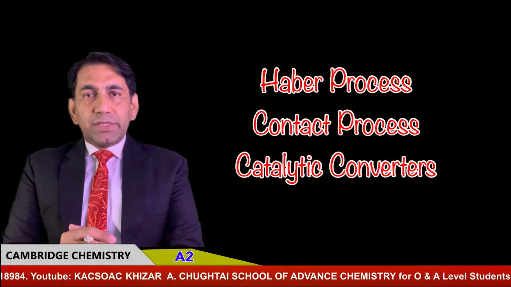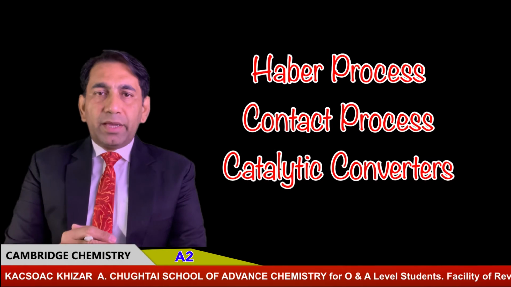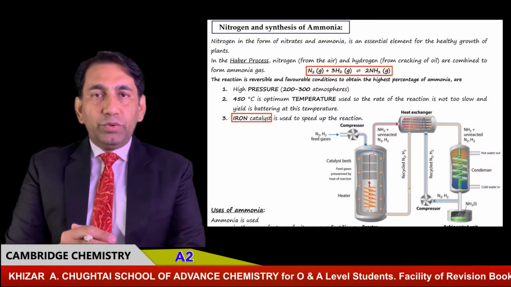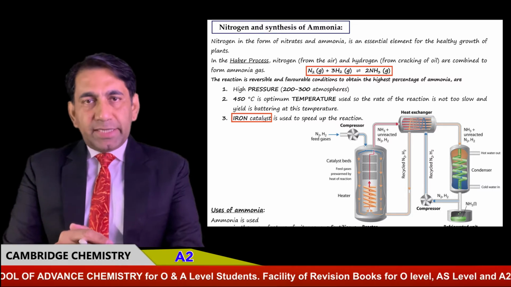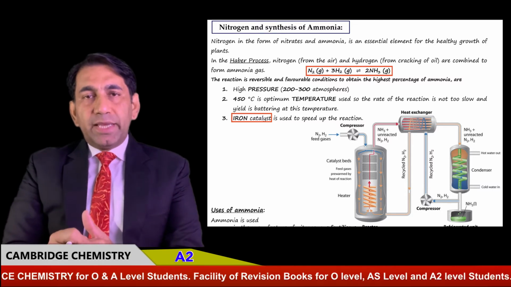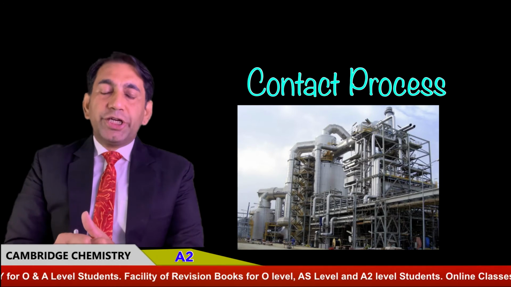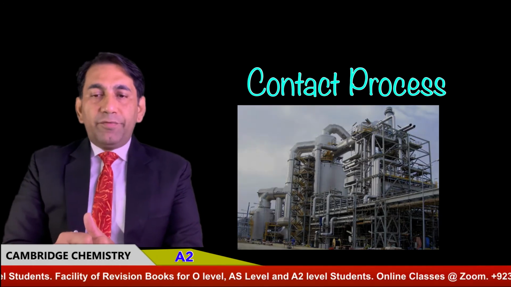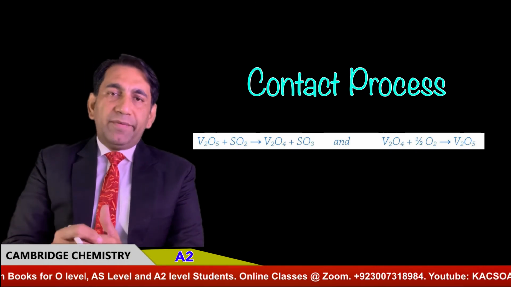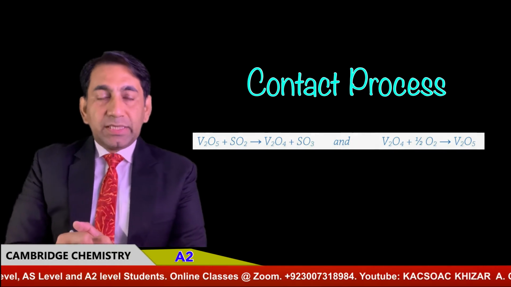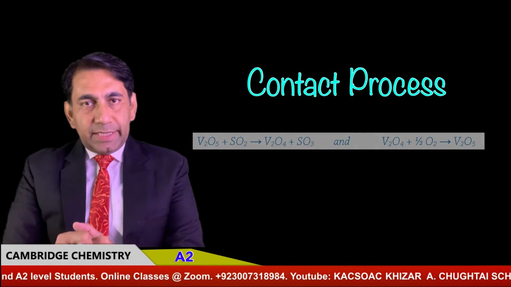In the Haber process, we react nitrogen with hydrogen to make ammonia gas, and here we use iron in solid state. So iron is a heterogeneous catalyst in this case. In the contact process, sulfur dioxide gas is changed into sulfur trioxide gas, and here we use vanadium 5 oxide. So vanadium 5 oxide is in solid state. So this is also an example of heterogeneous catalysis.